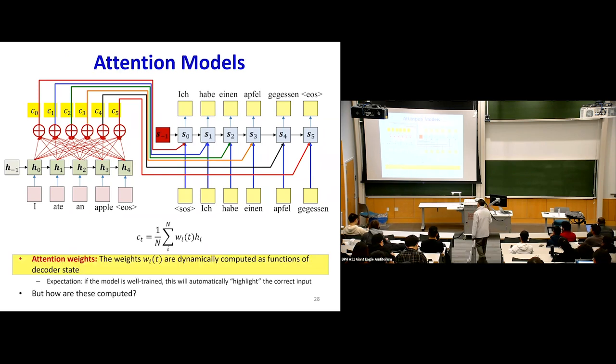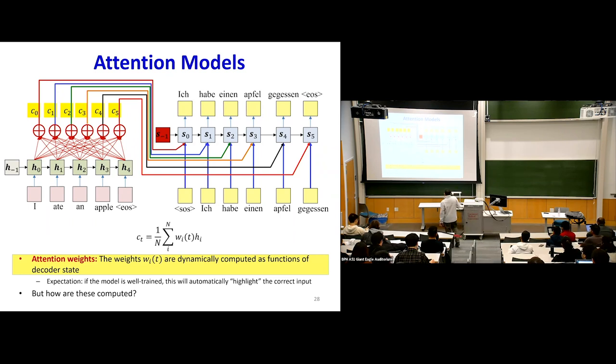So these are what we will call the attention weights. The decoder is paying attention to the inputs when generating each output. And specifically, these weights are attending to different portions of the input.